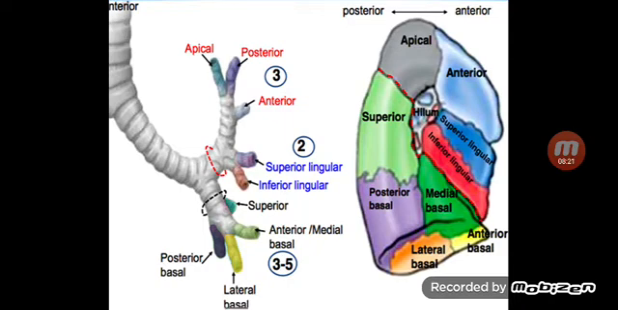What about the inferior lobe? The inferior lobe has the superior, which is also apical in some sources. Medial basal and lateral basal, anterior basal and posterior basal. So it has superior or apical, in addition to medial, lateral, anterior and posterior basal bronchopulmonary segments. And this is for the left lung.